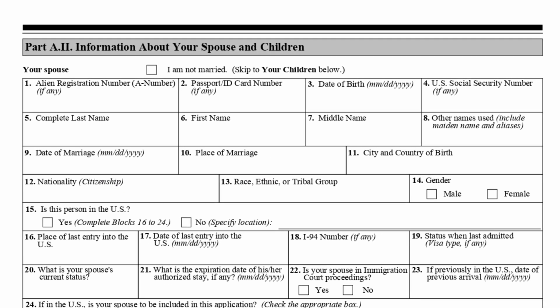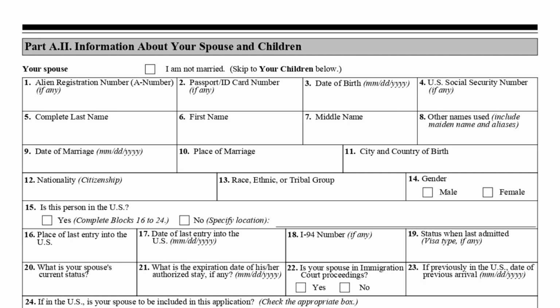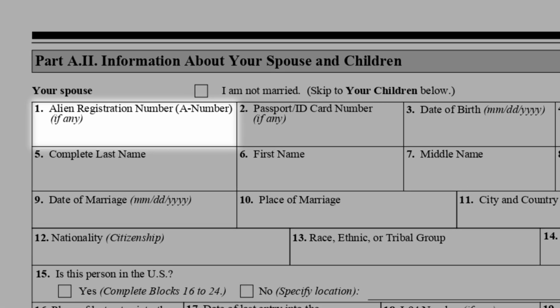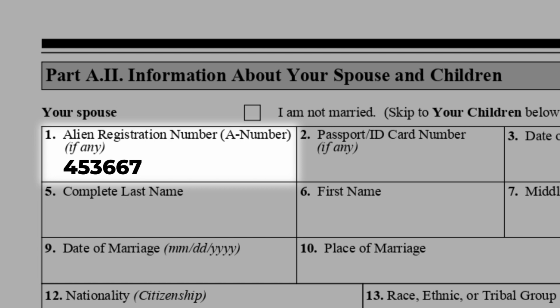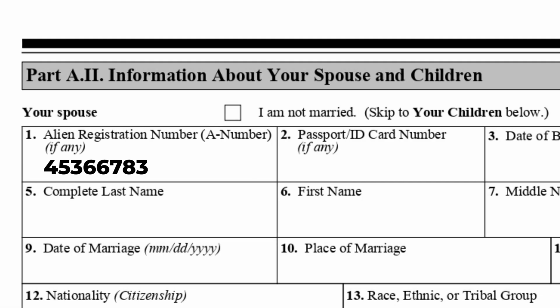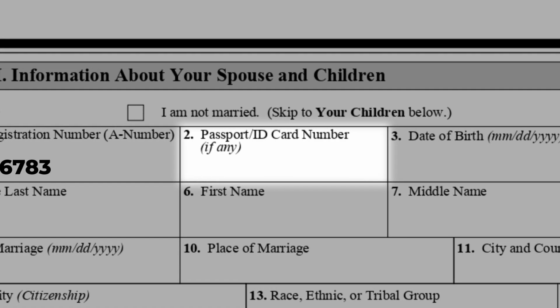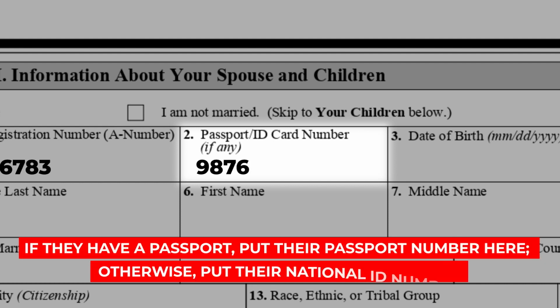Okay, with that, let's go through what information you need to provide if you are in fact married. Don't worry, this won't take long. At number 1, you put their alien registration number, if they have one. At 2, you're asked to put your spouse's passport or ID card number, if they have one. If they have a passport, put their passport number here. If they don't have a passport, but they have a national ID, then use their national ID number.